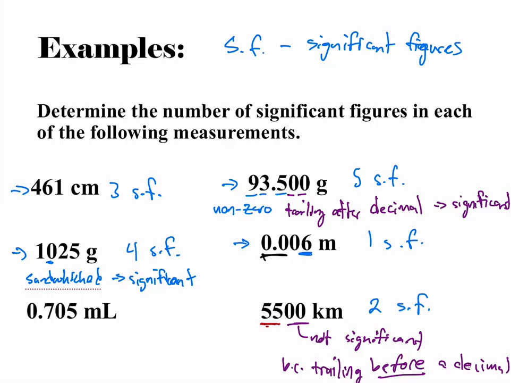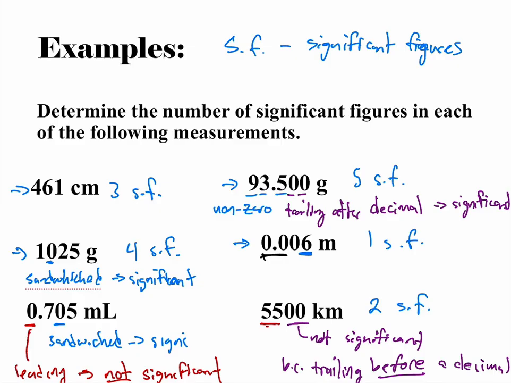And what about 0.705 milliliters? 3, right? So this 0 here, why is that a significant 0? Sandwiched. And why is this one not significant? It's a leading 0, so not significant. And sandwiched means it is significant. So this is going to have 3 significant figures.